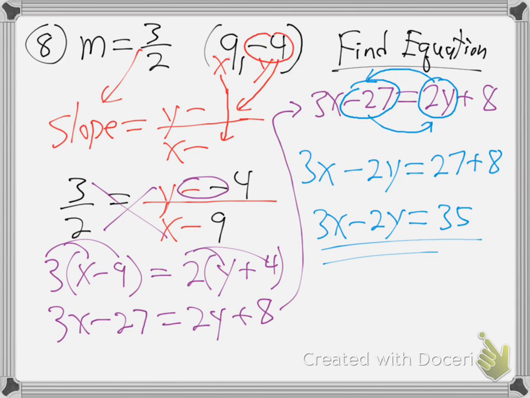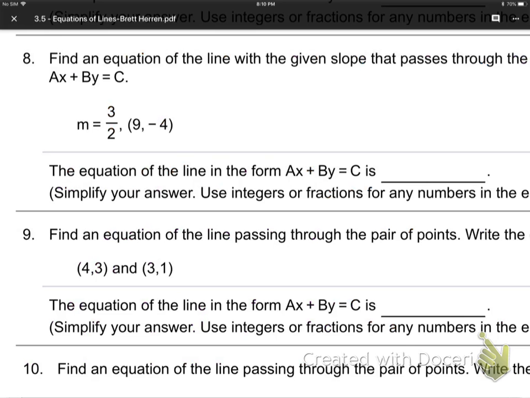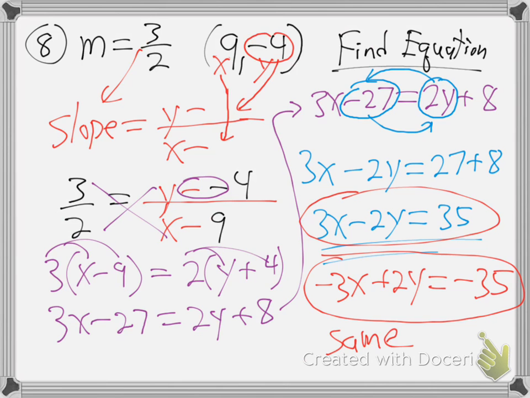And yeah, now if you got this answer, let me give another one. If you got minus 3x plus 2y is minus 35, that's okay too. Both of those are the same. Both are good. Math Excel will take either one, I think. Let me double check. I'm not 100% sure. Both are right.